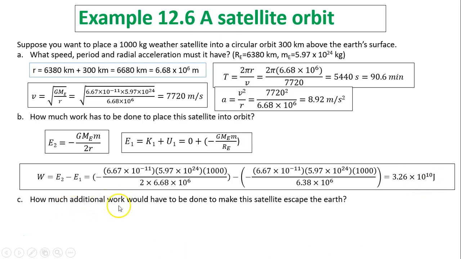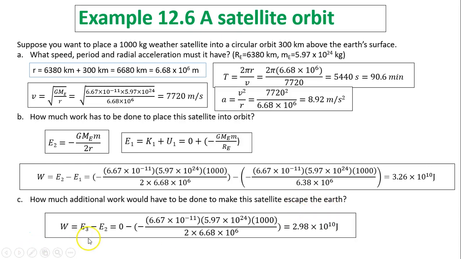Now, how much additional work would have to be done to make this satellite escape the Earth? So remember, to escape the Earth means the minimum total energy is 0, so E3 minus E2. Escape total energy is 0 minus E2. What is E2? E2 is negative GM_E m over 2R. So this is what it is. You will need an additional 2.98 times 10 to the 10 joules of energy.